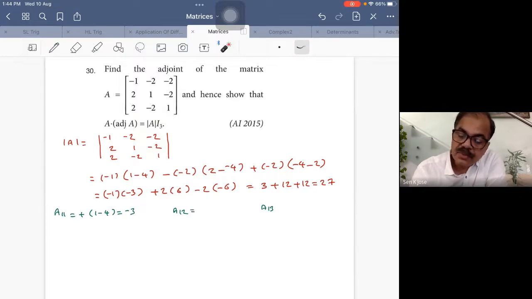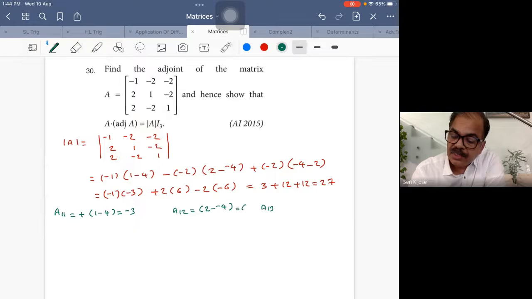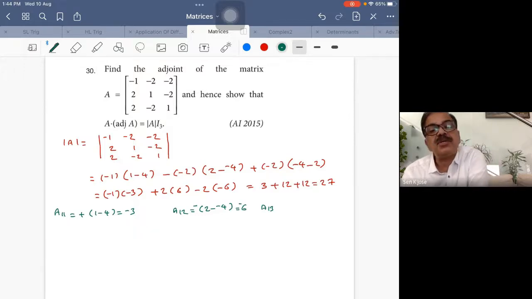A12. So here is the element A12. I delete the row and the column it contains. Cross multiply: 2 into 1 is 2 minus -4, which is going to be 6. Oh, of course, this second element is supposed to be minus, so I have a negative sign outside. So it is -6.